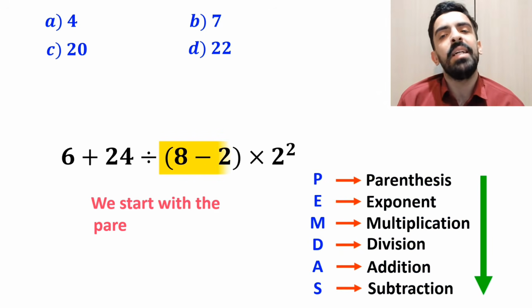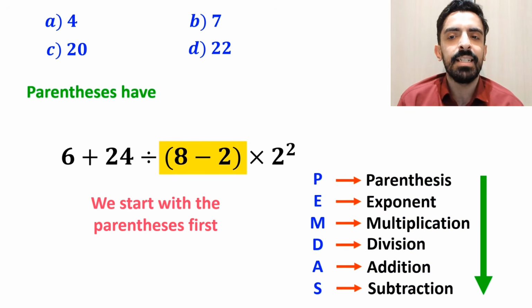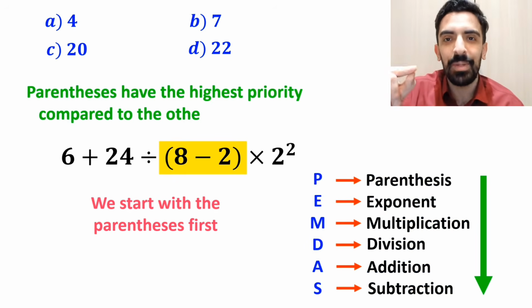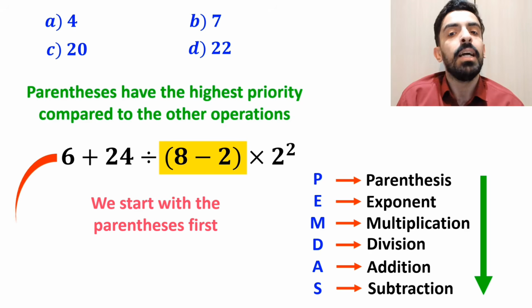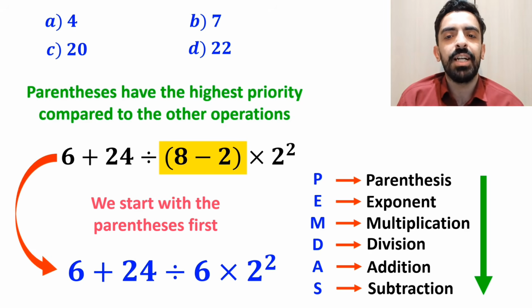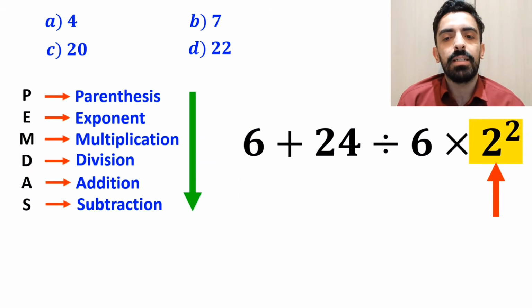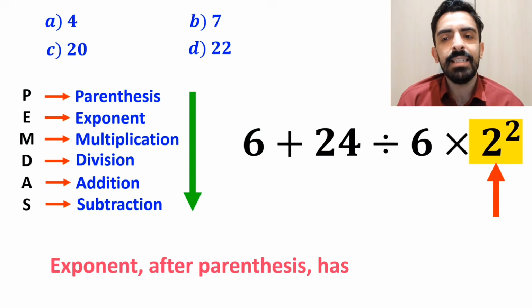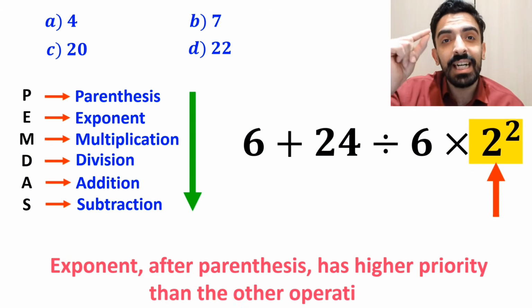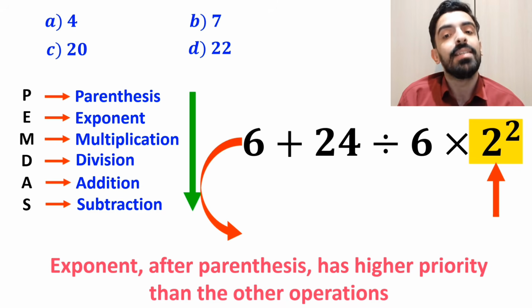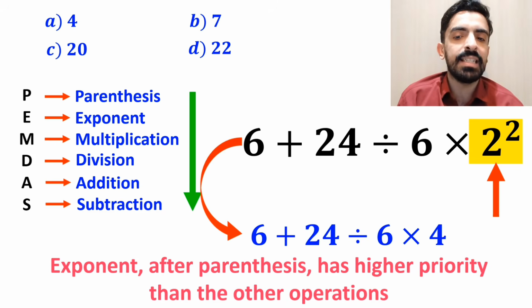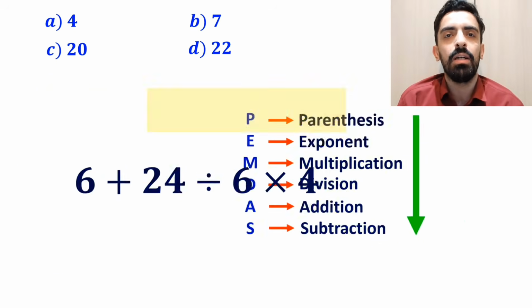So, we start with the parentheses first, because parentheses have the highest priority compared to the other operations. Okay, instead of this expression, we can write 6 + 24 ÷ 6 × 2². And the next step, we go to the exponent, because exponent after parentheses has higher priority than the other operations. So, this expression simplified to 6 + 24 ÷ 6 × 4.